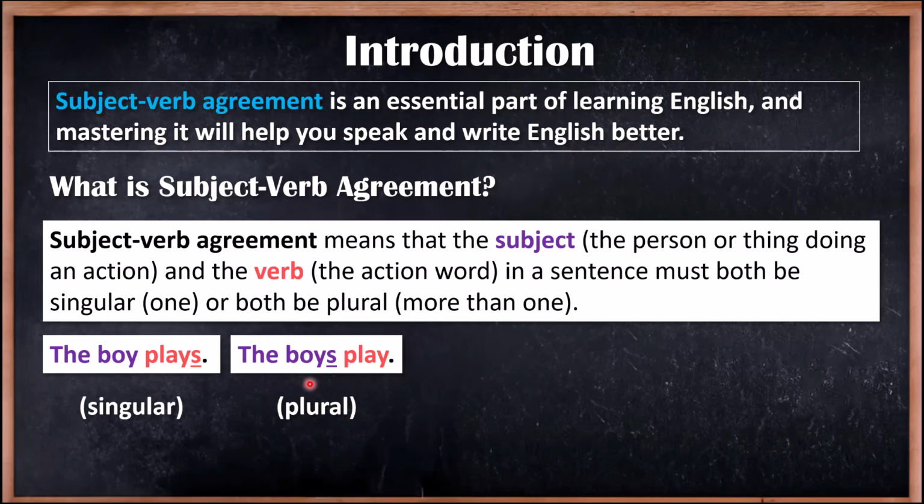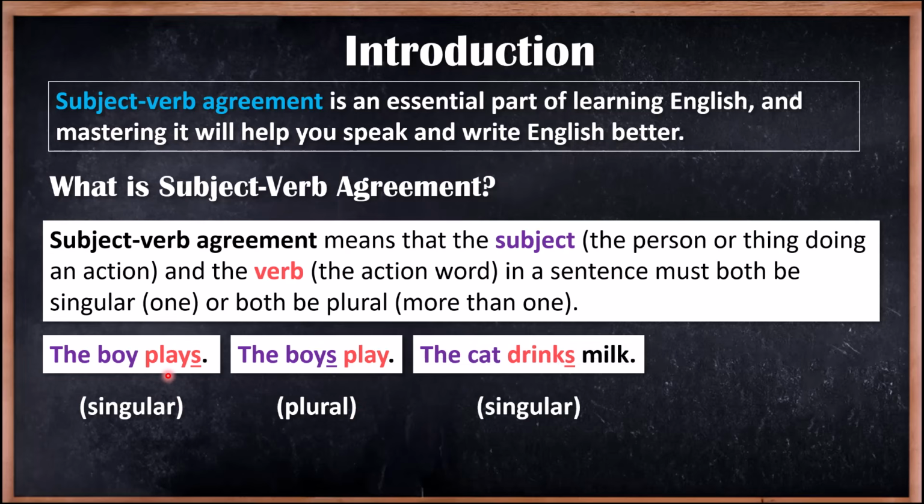Here we have a plural subject, boys, we have the S at the end, and this has to go along with a plural verb, play. We cannot say the boys plays. It has to be the boys play or the boy plays. Let's look at another example.